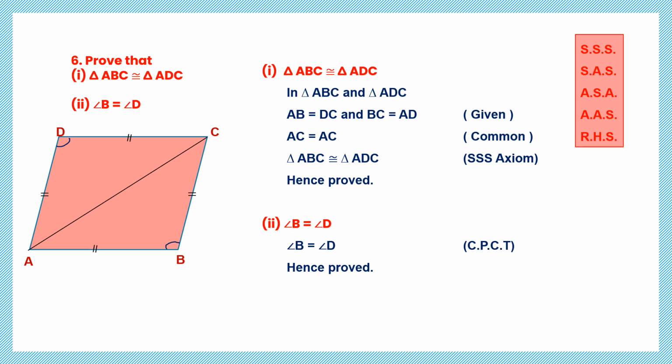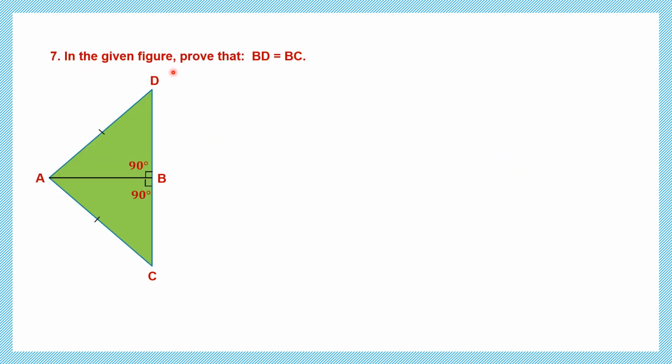Hence we have proved. Question 7. In the given figure, prove that BD is equal to BC. Now, where do we have that? We have BD here and BC here. We have to prove that these two sides are equal to each other. Now, no measurement has been given. So, how do we know that they are equal?